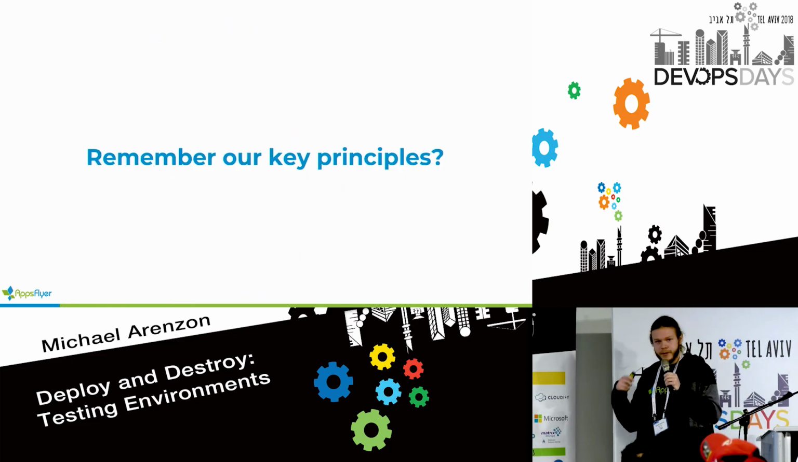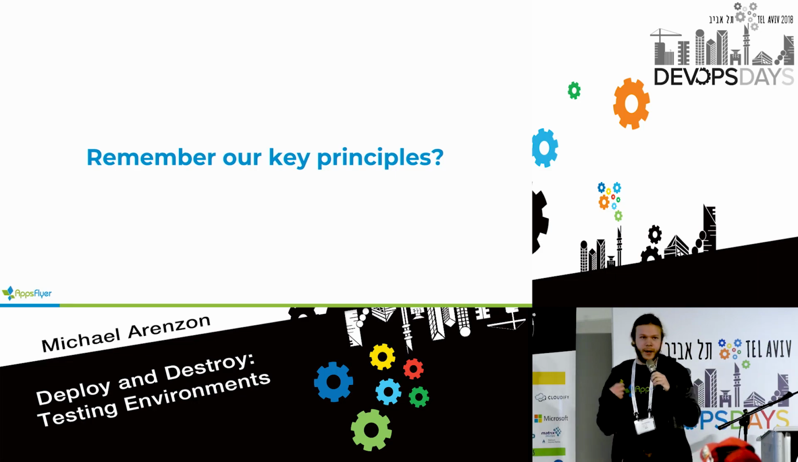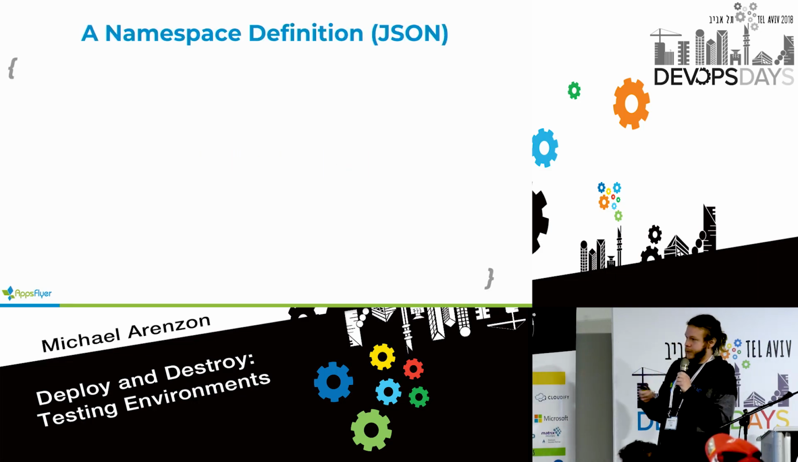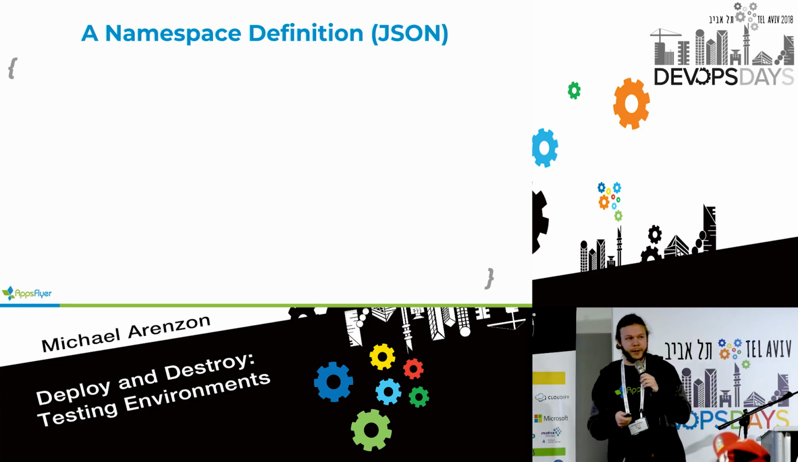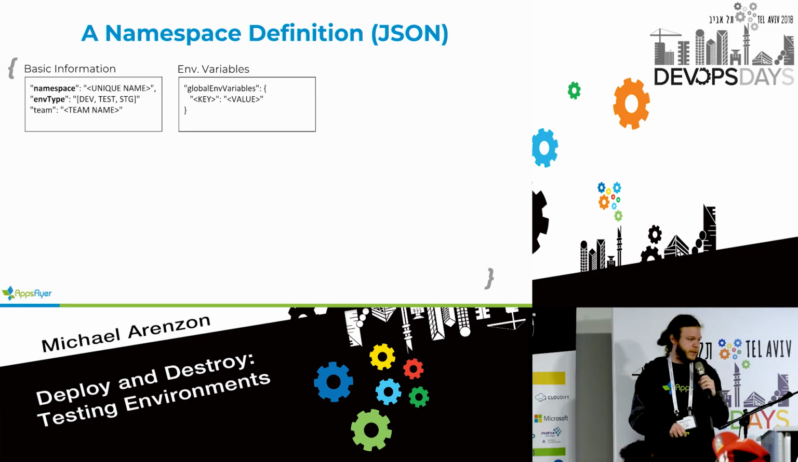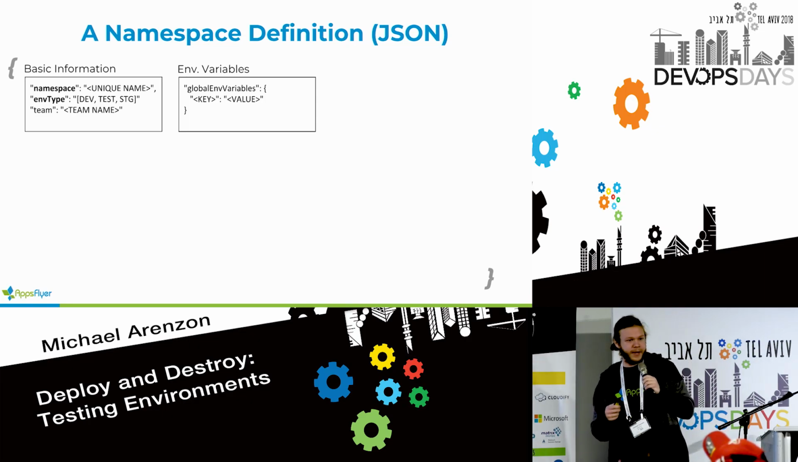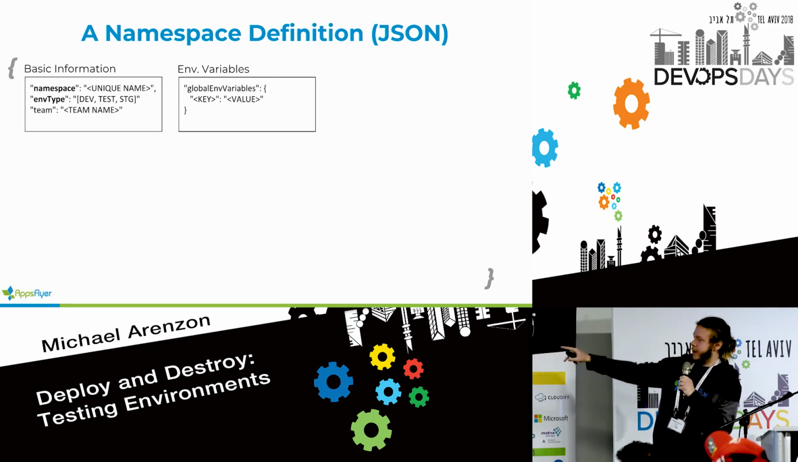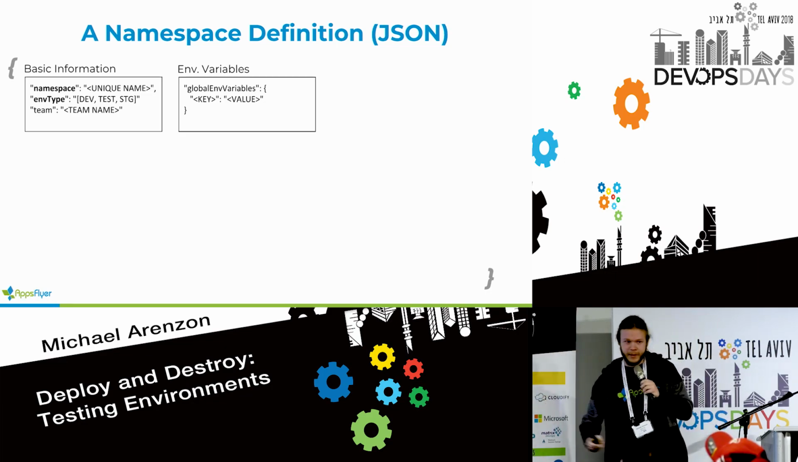So remember the key principles I just talked about before? Let's see how we apply them to Namespace. So how does a namespace definition, how does a namespace schema look? The first attributes are namespace name, environment type, and global environment variables. As you can see, I emphasize namespace and environment type for a purpose.